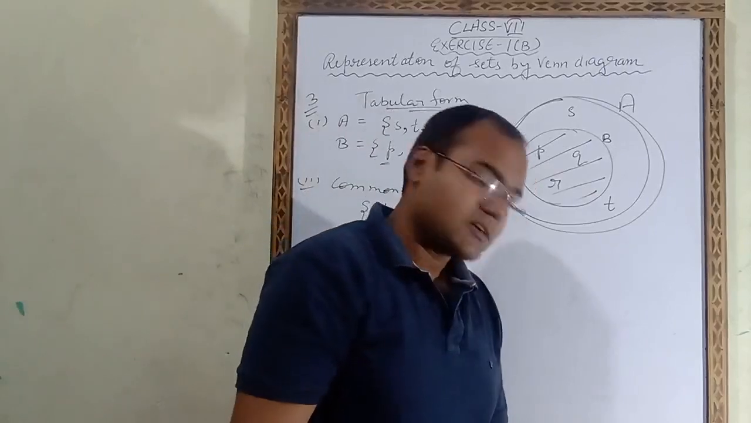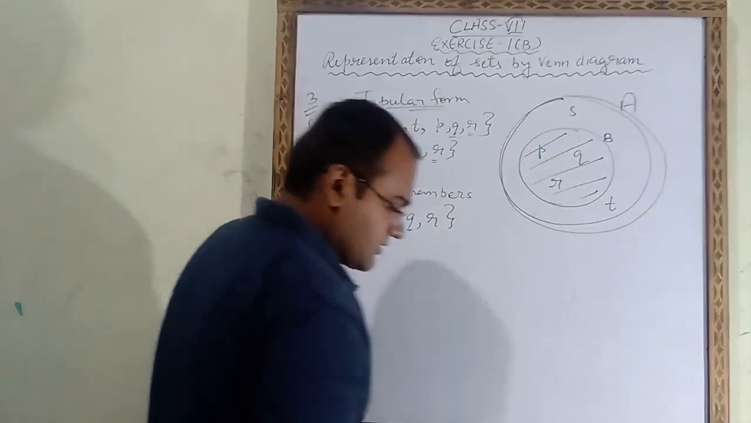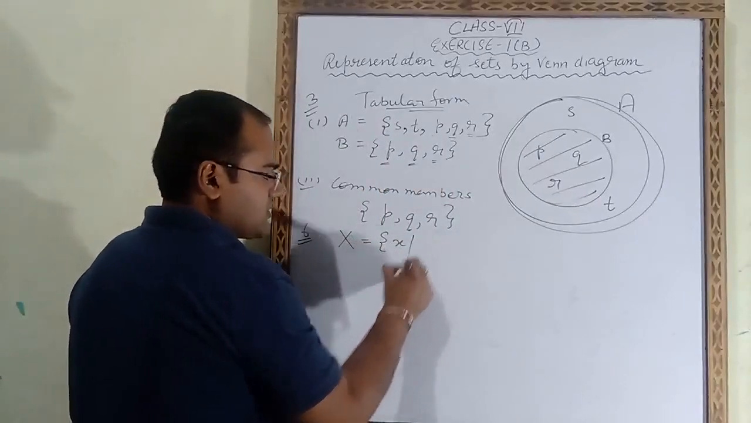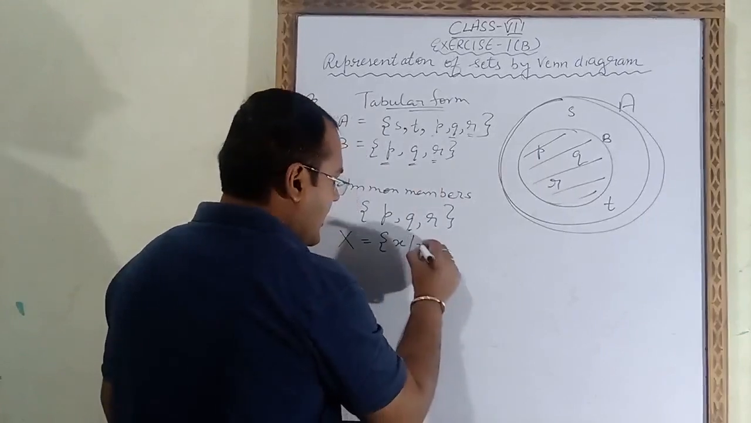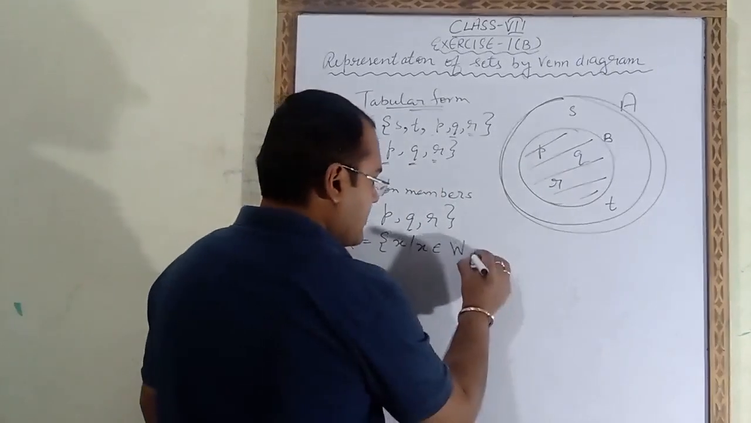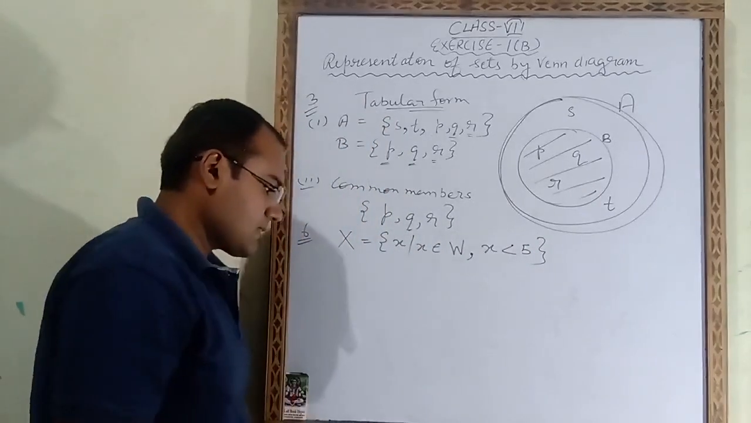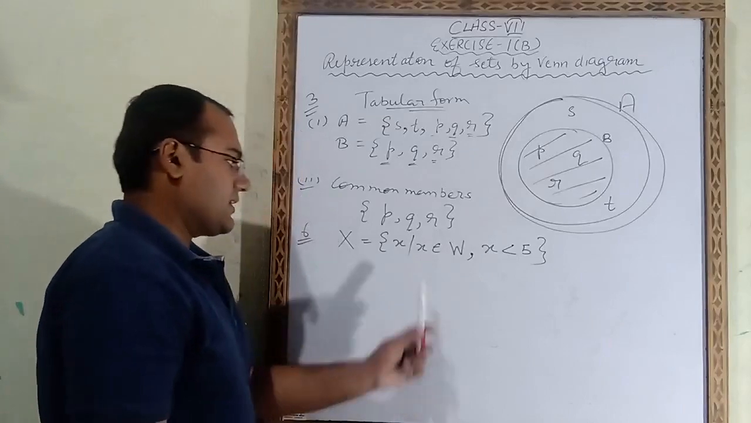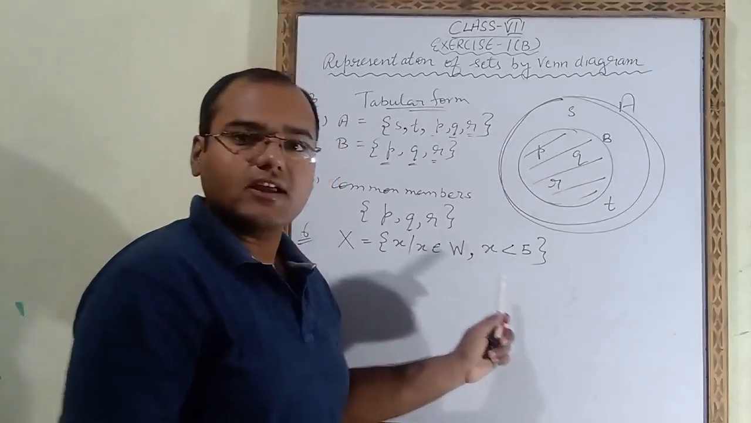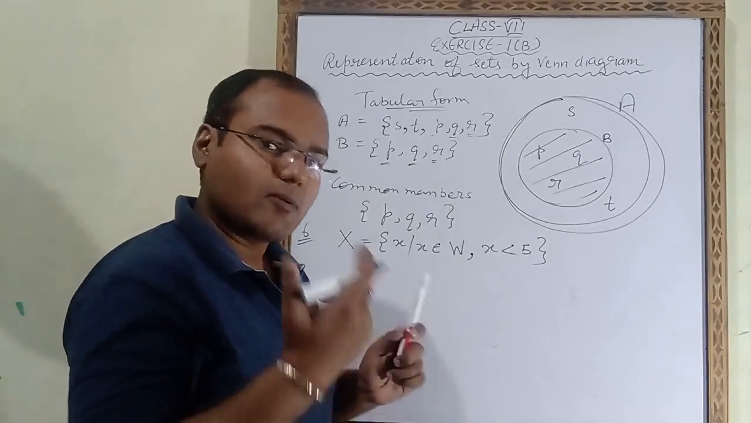Now come to question number 6. Set X is given and here it is written X such that X belongs to W. W means whole numbers, and X is less than 5. So this is the set X. First of all we have to solve it. Which format is given here? This is the set builder form. We have to write it in roster or tabular form.